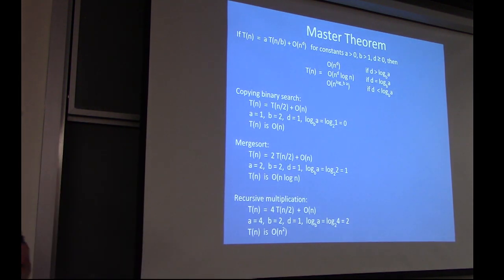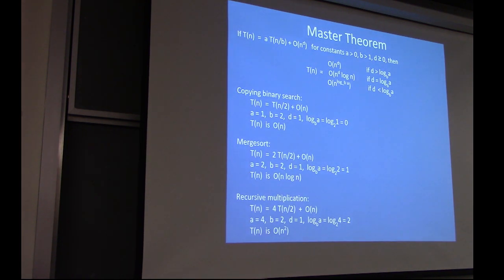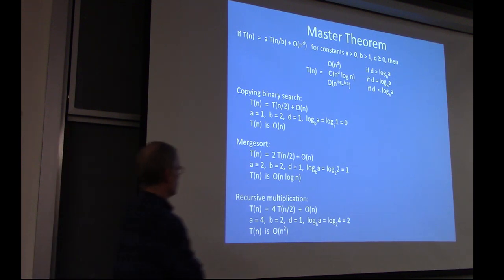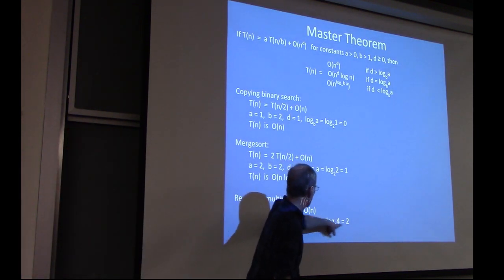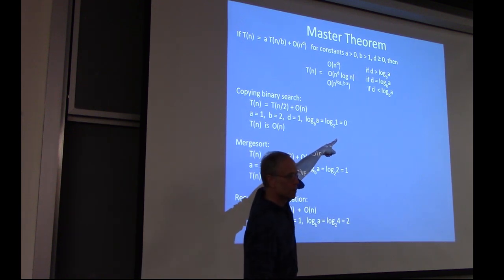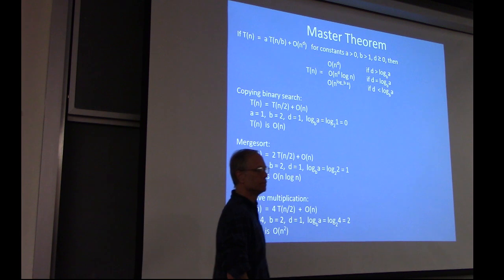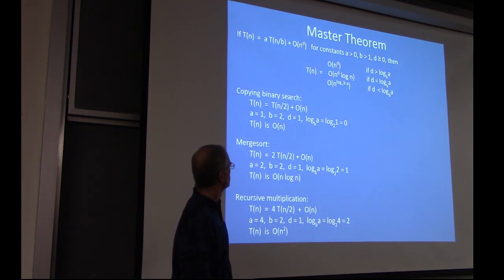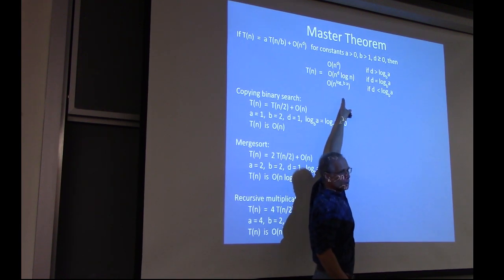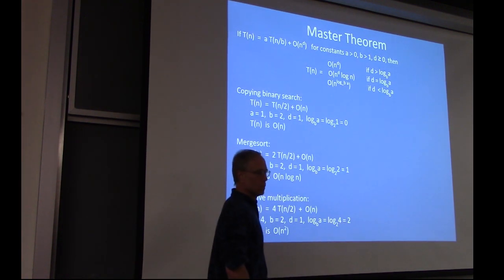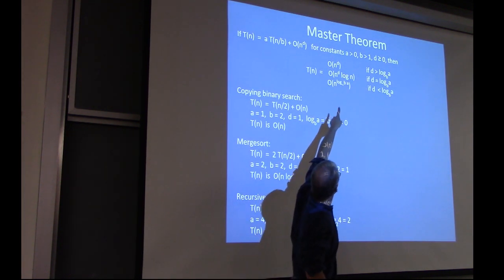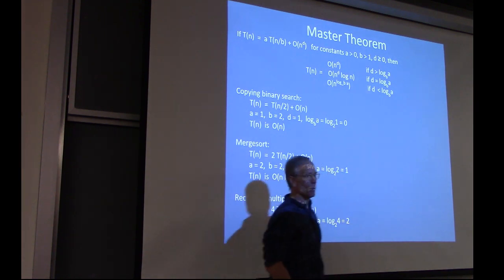Yeah? The recursive multiplication one, D is less than log base b of a, right? Yep. D is 1, that's less than log base b of a, which is 2, so we're in the third case up there. So then how come it looks like O of n squared fits into the top one? It's because log base b of a is 2. So you replace log base b of a with 2. It becomes n squared.